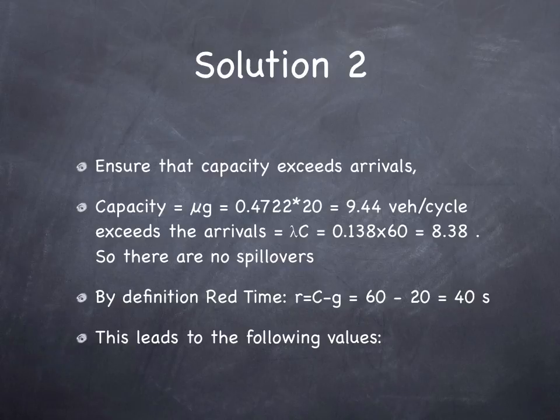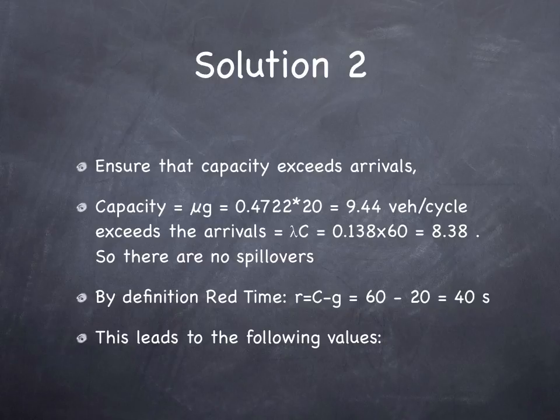We want to ensure that capacity exceeds arrivals. Our capacity is our mu times the green time, which is 0.472 times 20, which is 9.44 vehicles per cycle. And the arrivals is lambda times the cycle time, which is 0.138 times 60, which is 8.38 vehicles per cycle. This ensures there are no spillovers, assuming everything is deterministic.